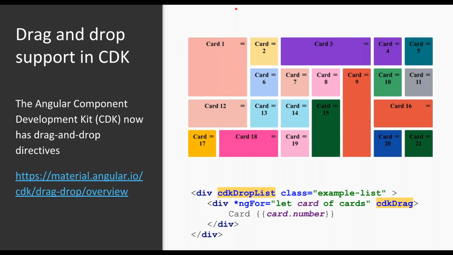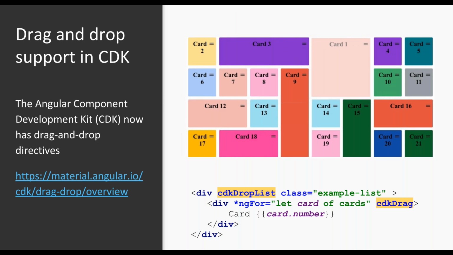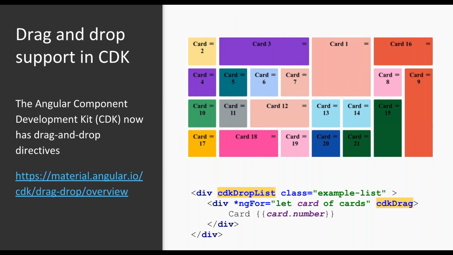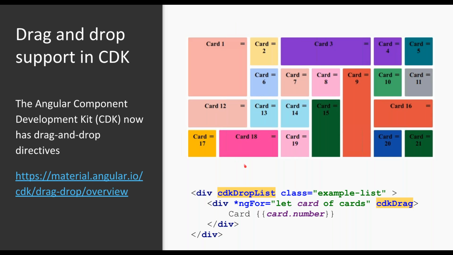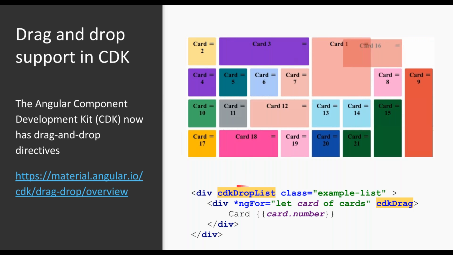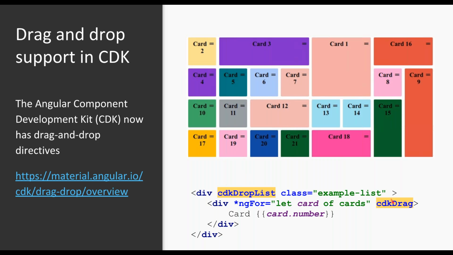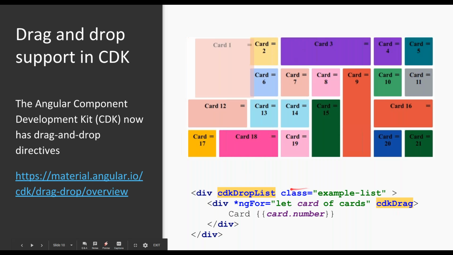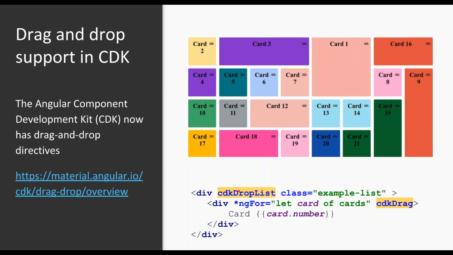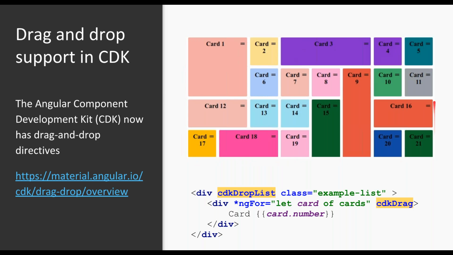So drag and drop is something we see more and more in web applications. It is a very common thing to do. And with the CDK, as you can see, it's very easy. We can just use two different directives: CDK drop list and CDK drag. So CDK drop list is the area where we can do drag and drop. So that's the main container where we have the drag and drop feature.